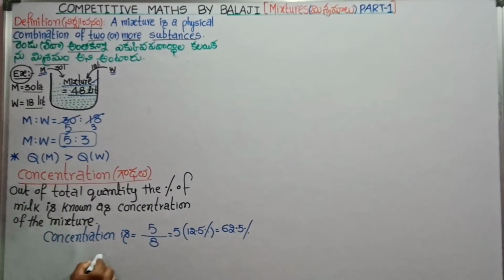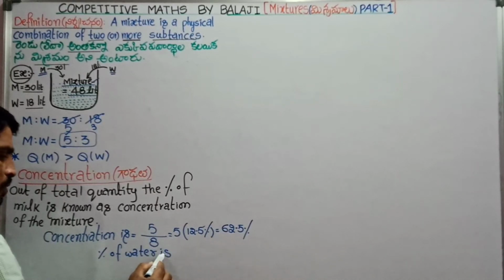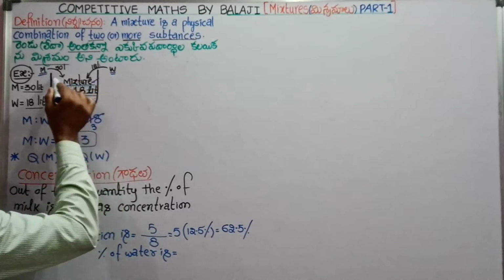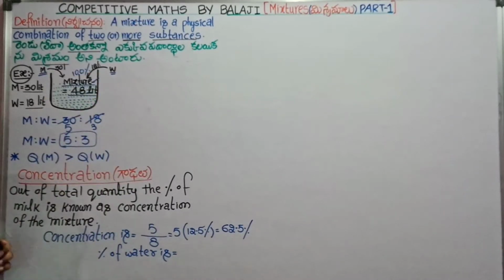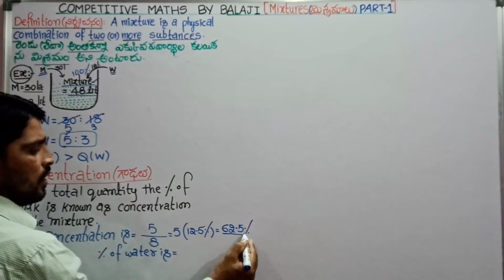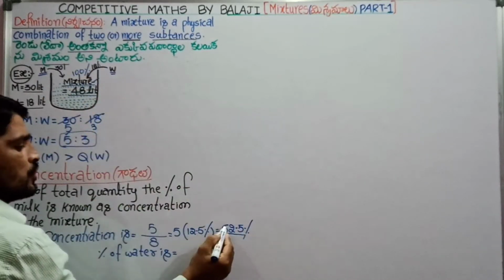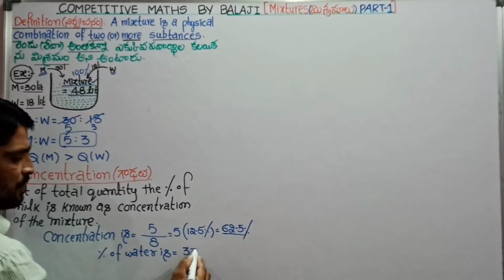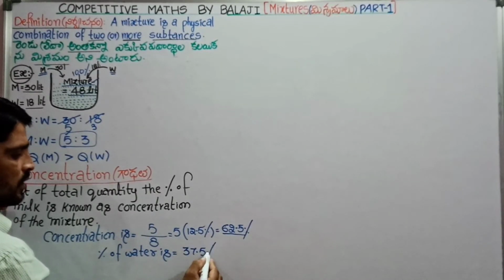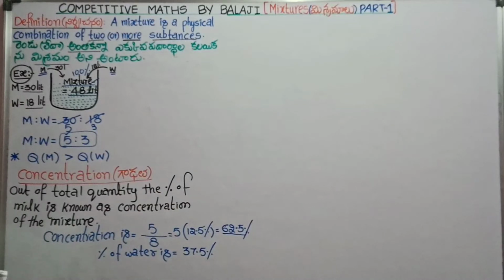And the percentage of water is equal to, the total mixture is denoted as 100%. Among the 100% mixture, 62.5% is milk, so the remaining 37.5% is water.